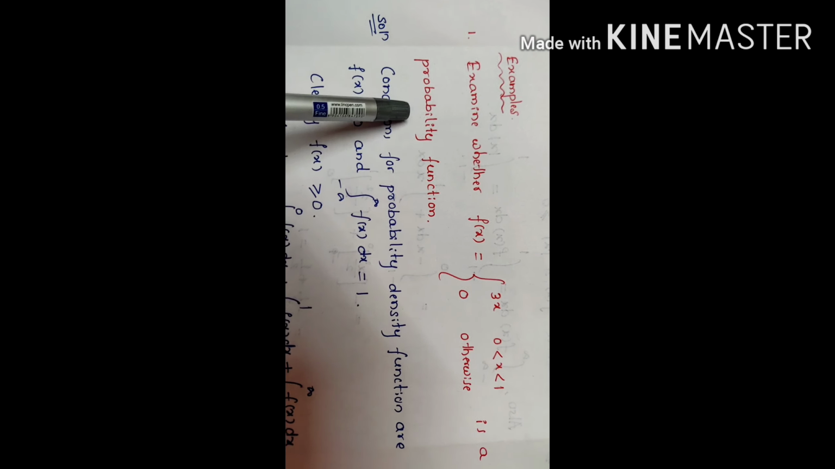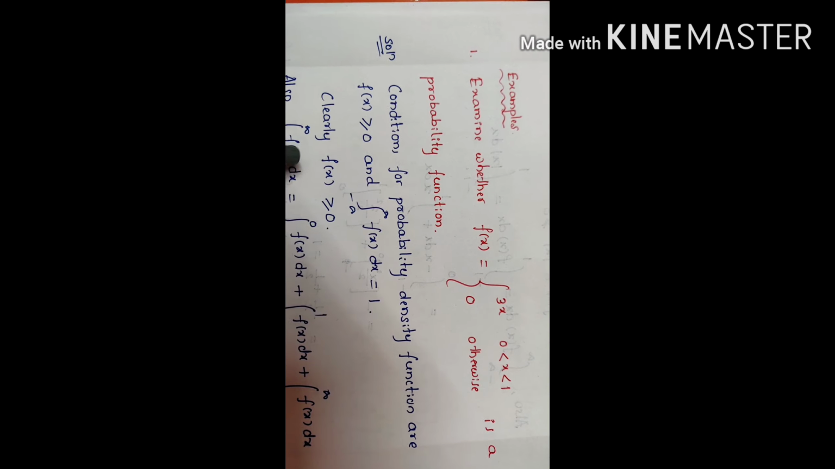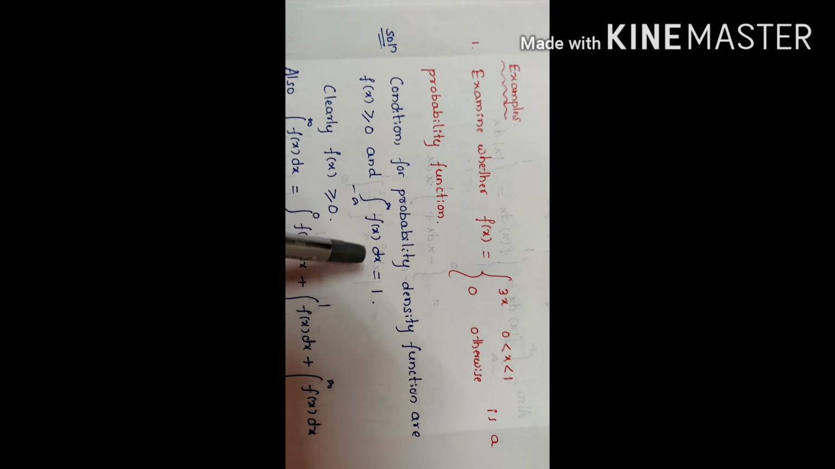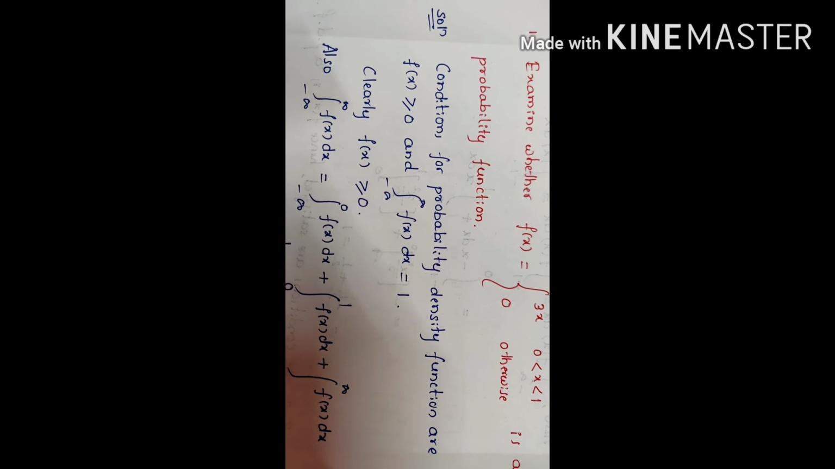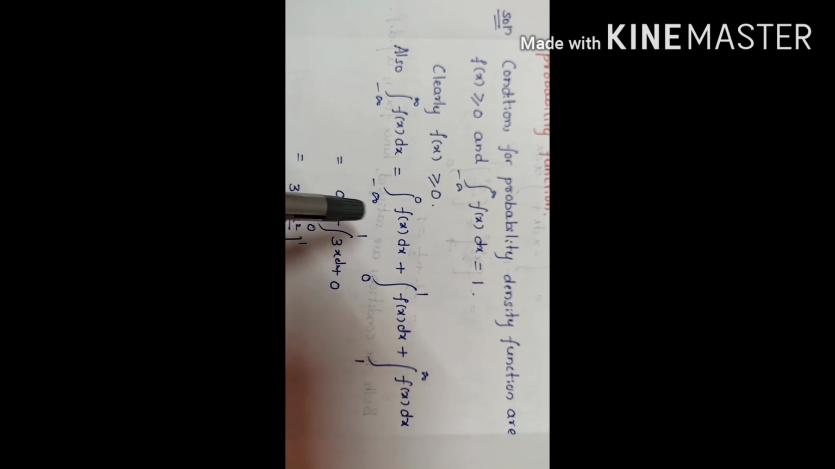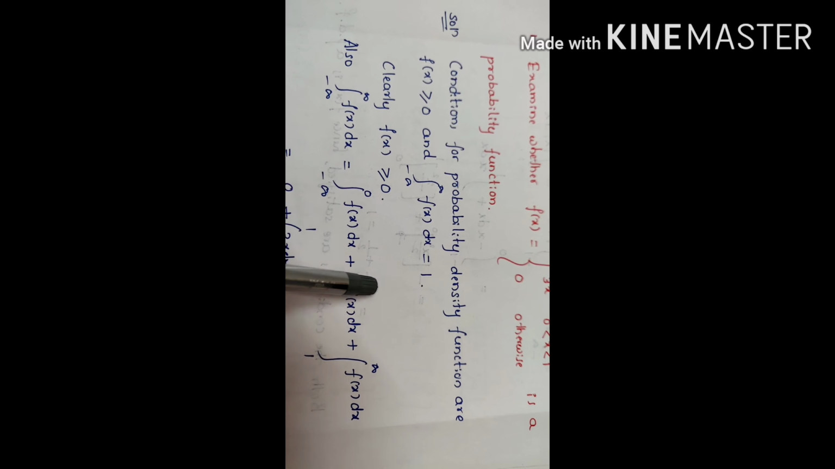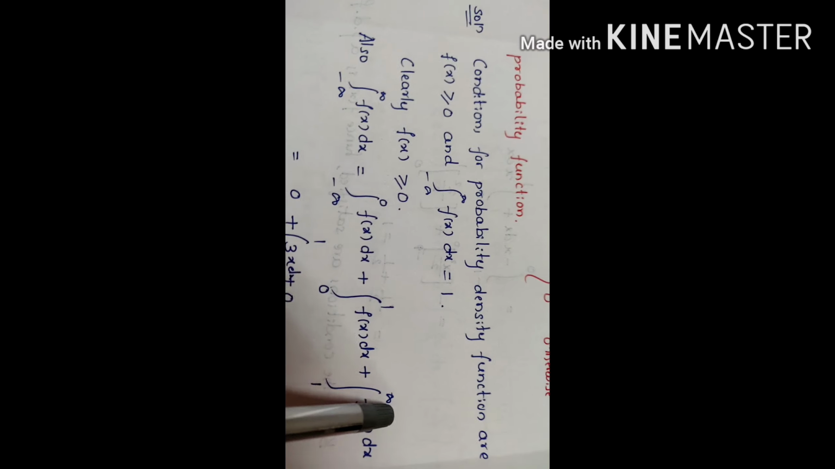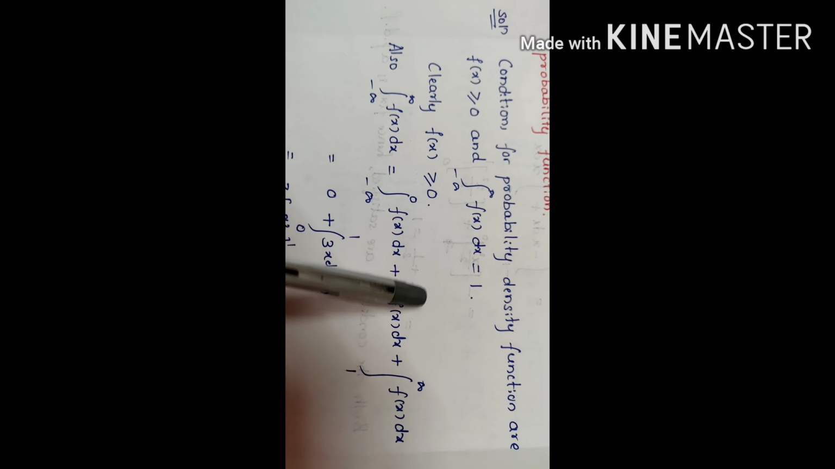Since we have to examine whether the function is a PDF or not, it should satisfy these two conditions: f of x greater than or equal to 0, and the integral varying from minus infinity to infinity should be equal to 1. So minus infinity to plus infinity means what? We can split this limit as minus infinity to 0, 0 to 1, and 1 to infinity. So it starts at minus infinity and ends at infinity. Why do we split it like this?